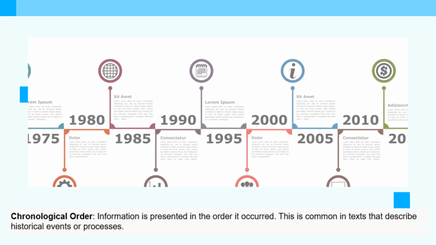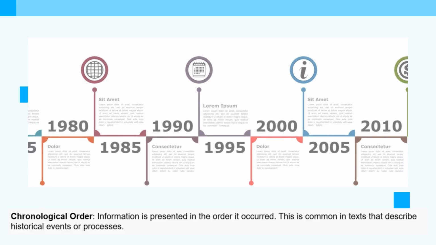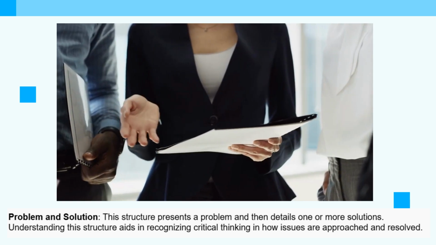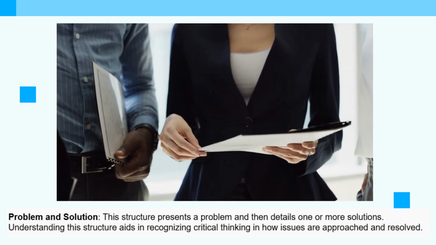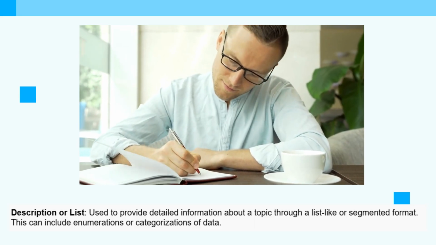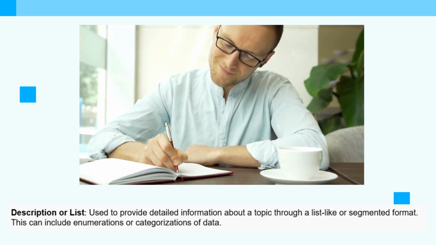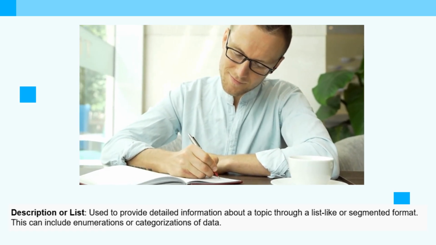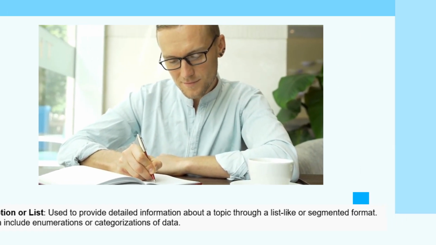Maybe it's chronological order, a timeline. First this, then that, and finally this. Super common in history texts. Or it could be problem and solution. The author presents a challenge and then says, here's how we fix it. And sometimes it's just a description or a list, giving you all the juicy details about a single topic, organized with things like headers, bullet points, and numbering to guide you. Think of these as the road signs of the text. They tell you exactly where you are and what's coming next.